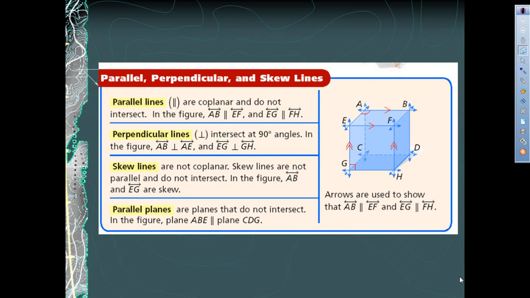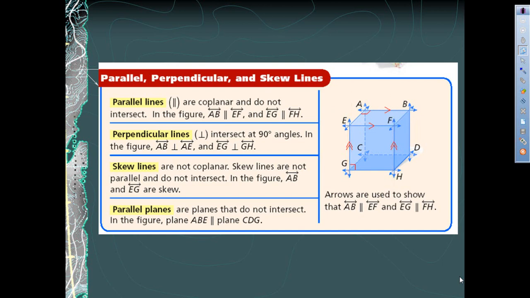Okay, let's review some vocabulary for this chapter. We've got parallel lines, which we mark using these two lines. This is a symbol for parallel, and these are lines that are coplanar and do not intersect. And on the figure on the right, you'll see that line AB and line EF are both parallel, and line EG and FH are also parallel lines.